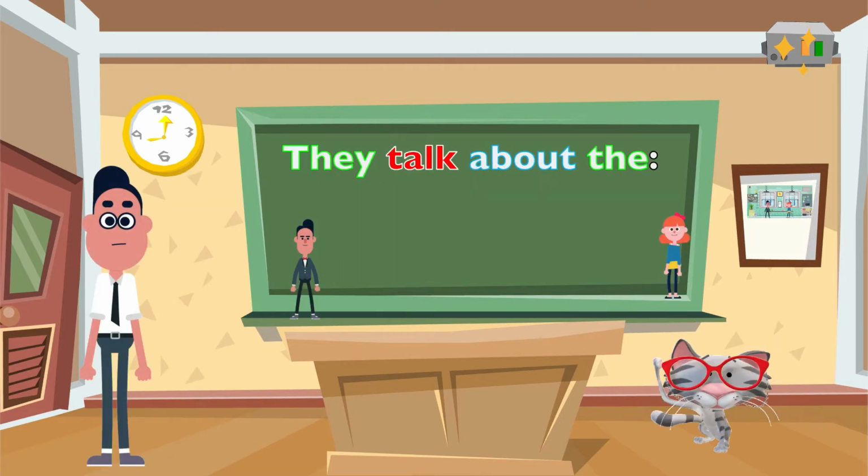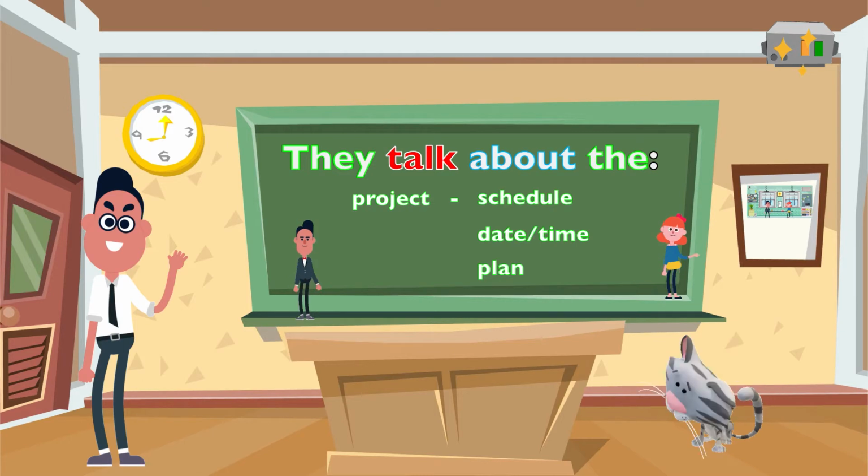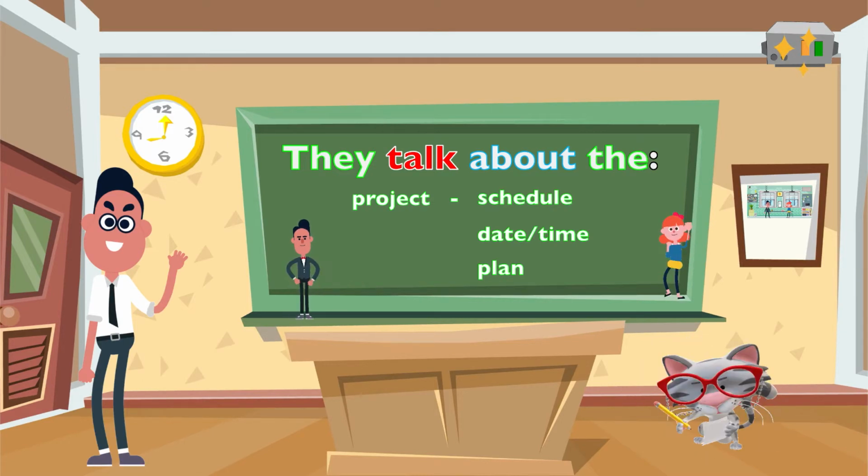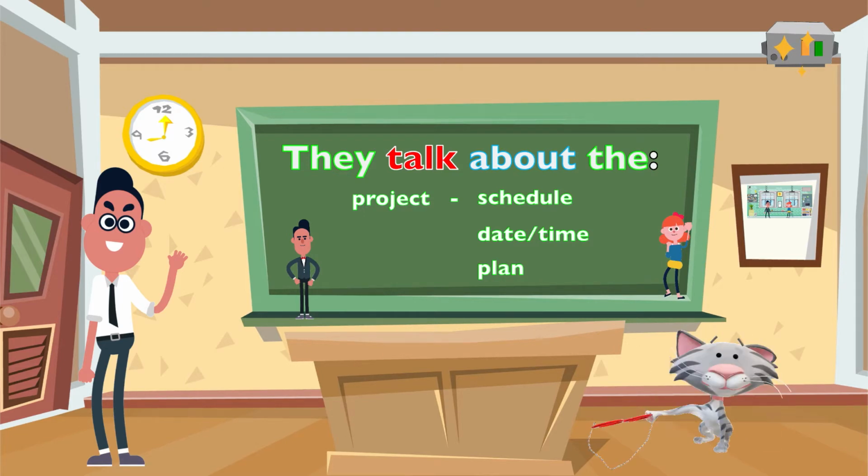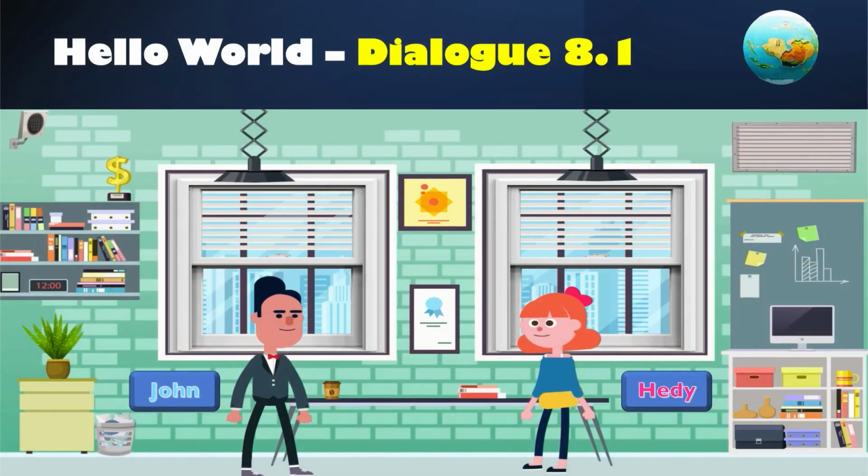All right, so in our dialogue, they talk about the project, schedule, date, time, and plan. So, because that's our software development style, that is why we're just highlighting some of the things they'll talk about in the dialogue. So I have to write down these things by focusing, listening. Yes, so let's go listen to Hetty and John, dialogue 8.1 in the office. Here we go.